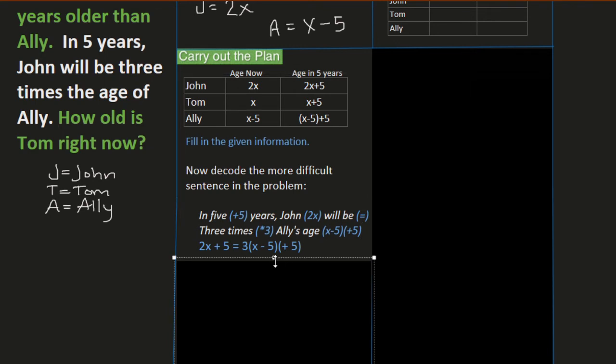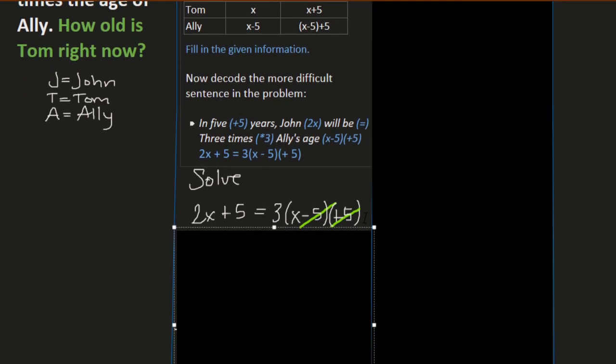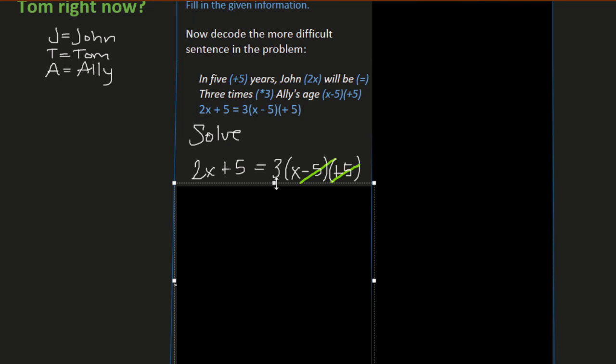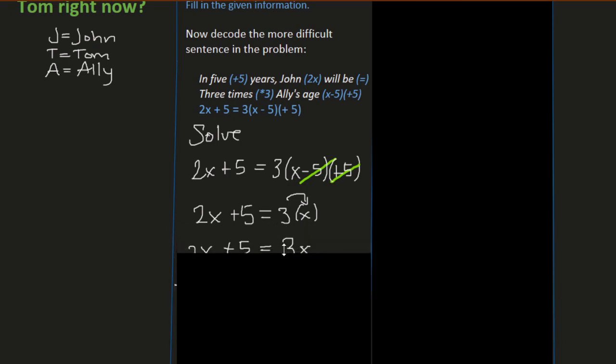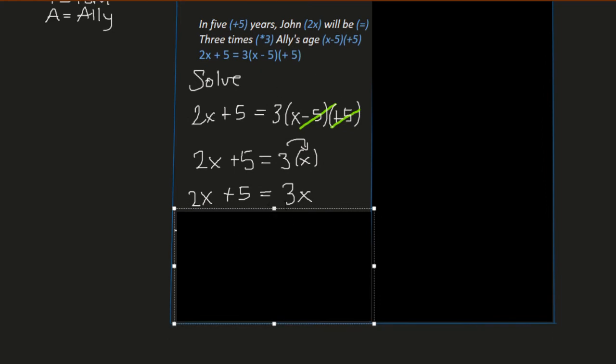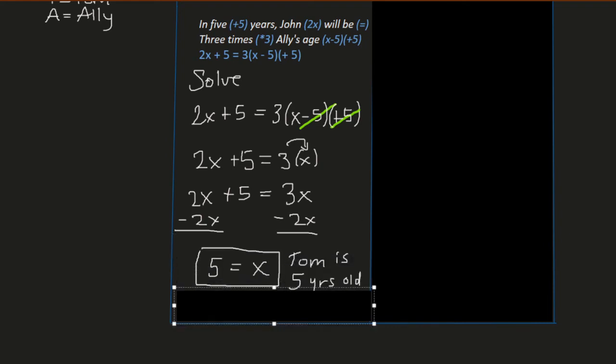And now the only thing left to do is solve. So with solving, we have 2x plus 5 equals 3 times x minus 5 plus 5. We do parentheses first, minus 5 plus 5, that cancels out. And then we distribute the 3 onto the x, and that's going to give us 3x. And so now our equation reads 2x plus 5 equals 3x. The next thing that we're going to do is subtract 2x from both sides. And when we do that, that's going to leave us with 5 equals x.